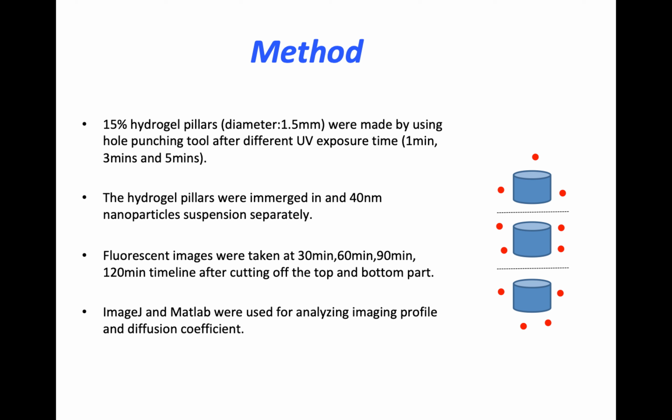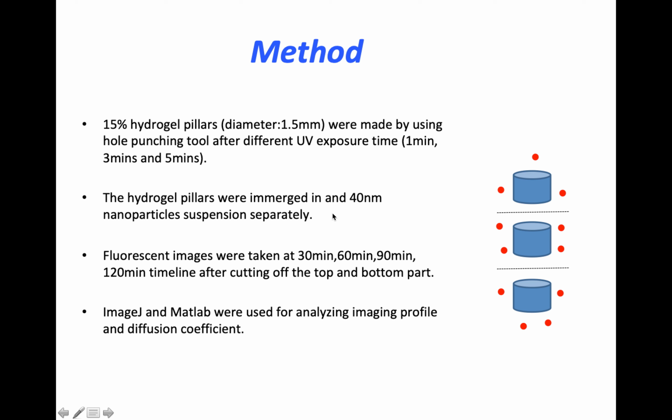So I use the punching hole to get a pillar, and use a uniform cut to get a slice in the middle of the pillar. So you can see here, I cut two times from here and here, and only need the middle part to do the fluorescence diffusion analysis.